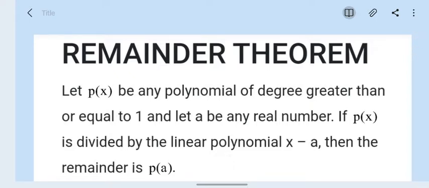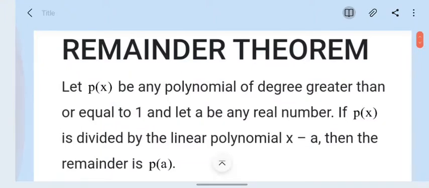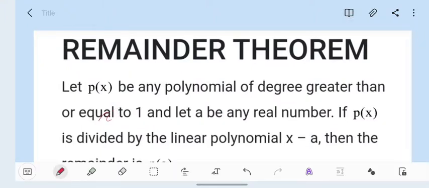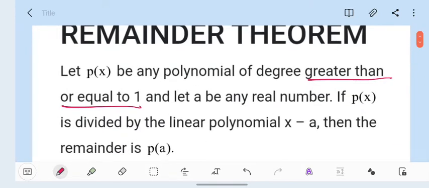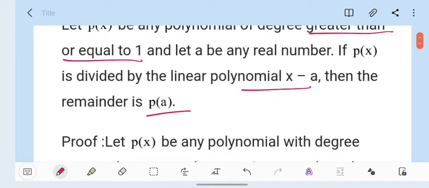Let p of x be any polynomial of degree greater than or equal to 1, and let a be any real number. If p of x is divided by the linear polynomial x minus a, then the remainder is p of a. This is what needs to be proved. So we have to prove here p of a is equal to the remainder r.